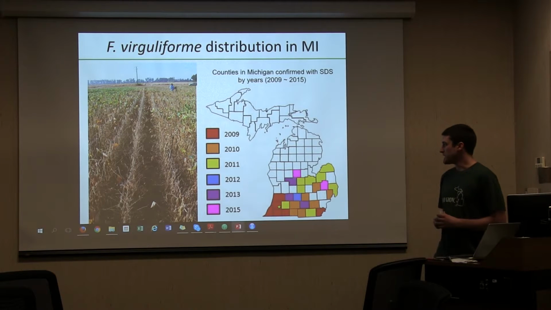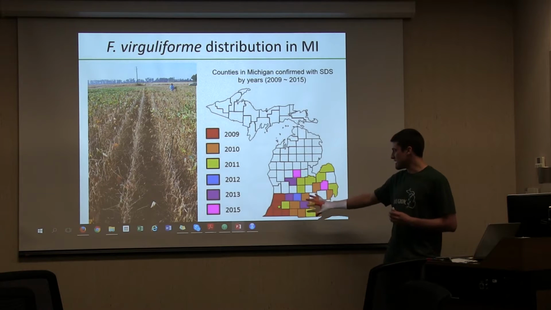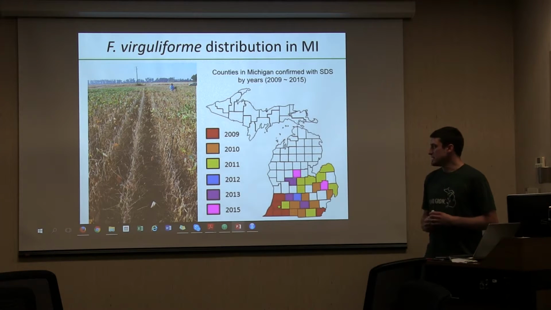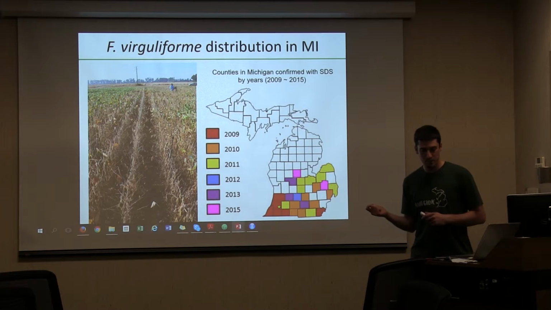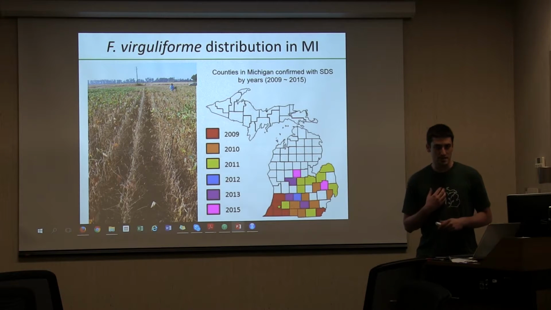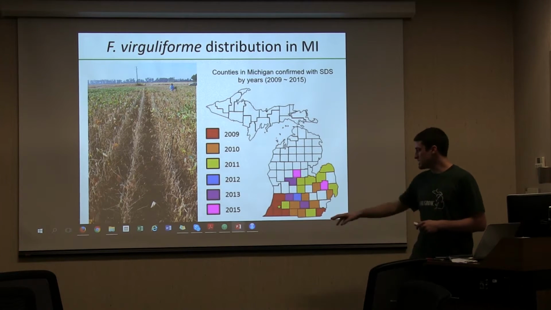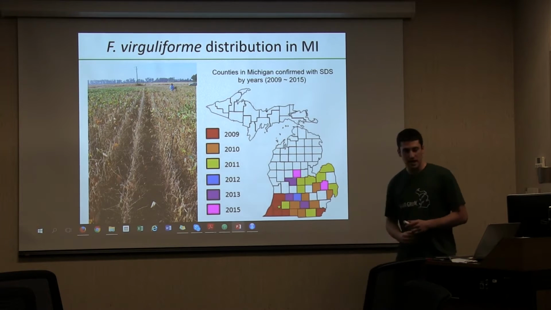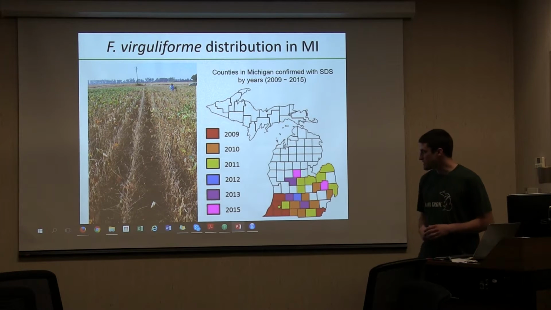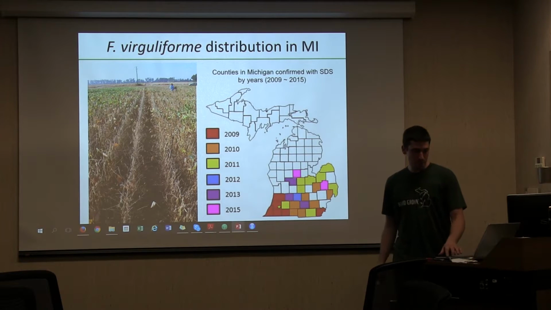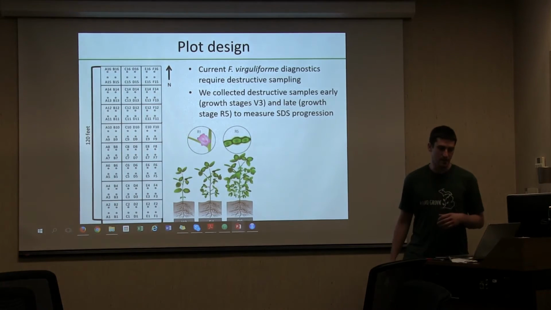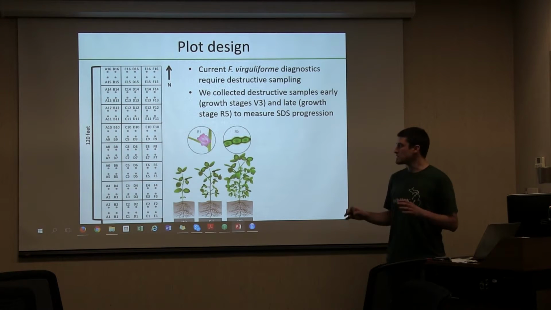In Michigan, we have identified it in many counties since 2009. For our PhotosynQ work, we set up a field project that we incorporated PhotosynQ into, down in Van Buren County in Decatur, Michigan. The green star there is where the field plot was, and the plot design looks a little bit like this.